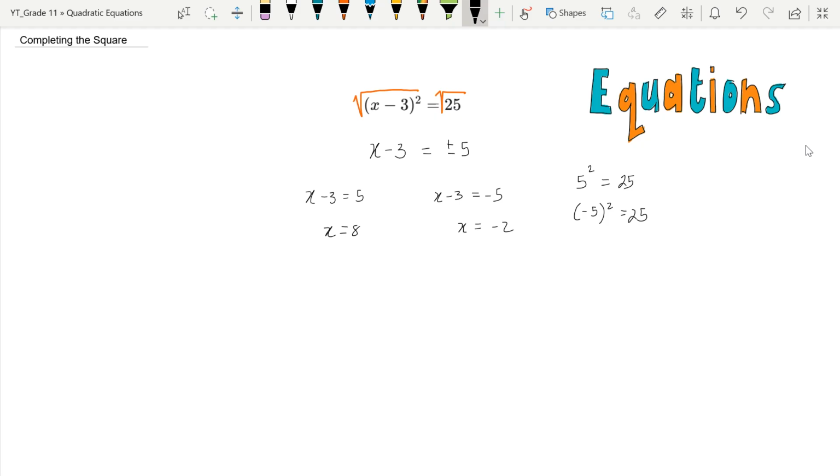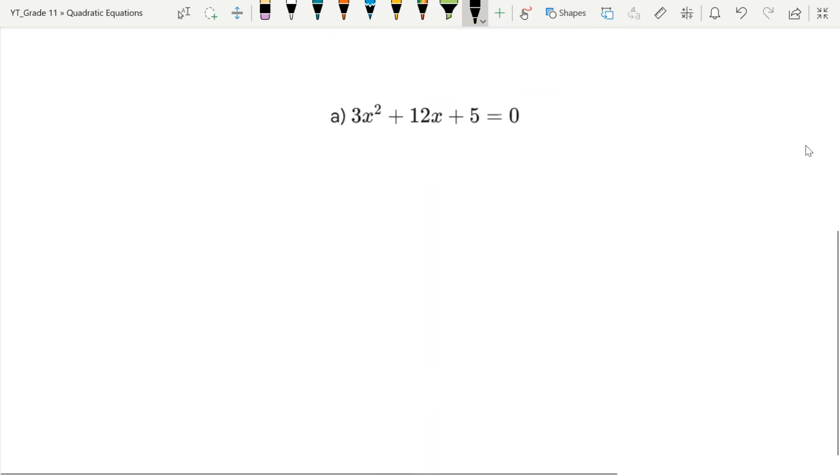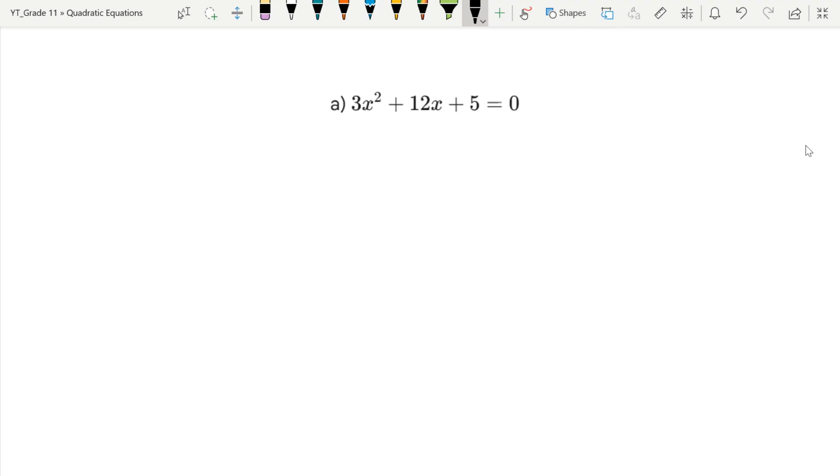Perfect. I just wanted to refresh your memory on this. Let's get into that example. So the instruction is solve for x by completing the square, something along those lines. Okay, let's go through our steps. Our a value needs to be 1. We want our a value to be 1, so that's going to be our first thing that we're going to do. What are we going to do? Well, let's take out a common factor of 3.